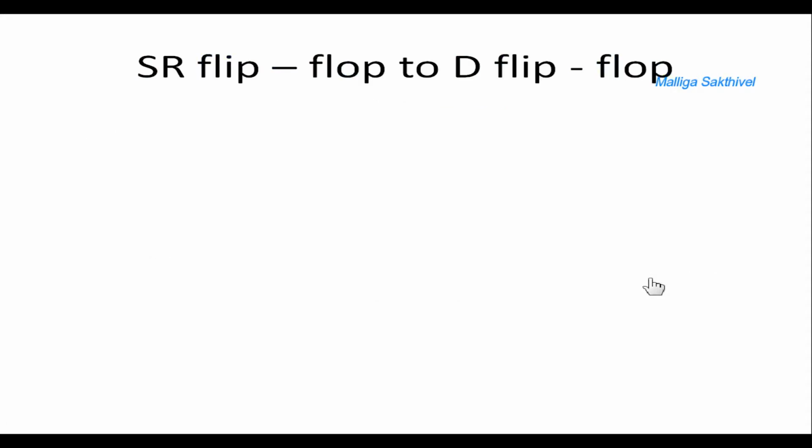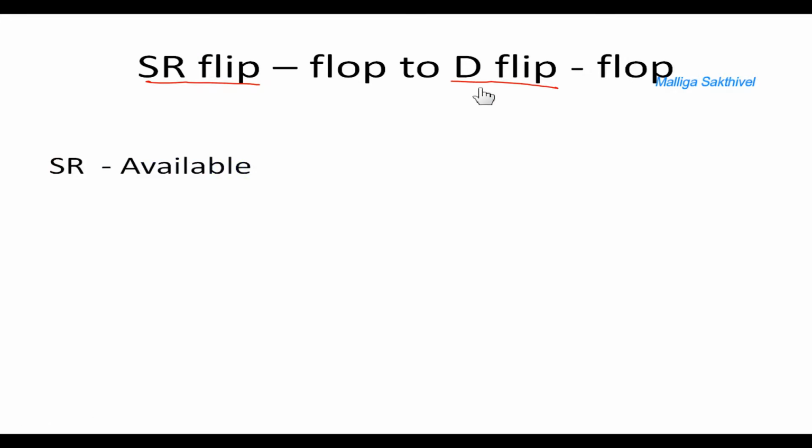Now we are going to see one example. Here we are going to convert SR flip-flop into D flip-flop. The first step is to identify the available flip-flop and the required flip-flop. We are converting SR into D flip-flop, so the SR flip-flop is the available flip-flop, and the D flip-flop is the required flip-flop.